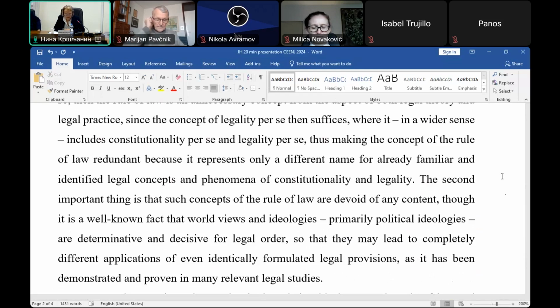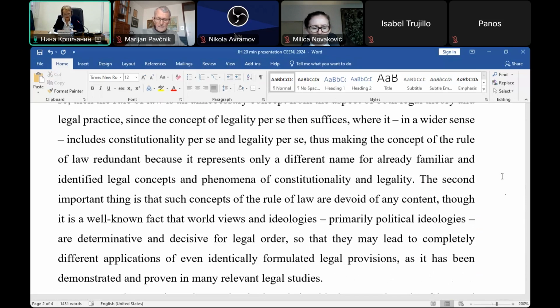The second important thing is that such concepts of a rule of law are devoid of any content, though it is well known fact that worldviews and ideologies, primarily political ideologies, are determinative and decisive for legal order, so that they may lead to completely different applications of even identically formulated legal provisions, as it has been demonstrated and proven in many relevant legal studies.